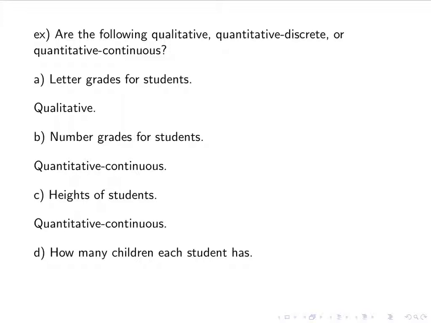And then D, how many children each student has. This is counting something, so it is quantitative. And because it's counting, because it's whole numbers, you can't have half of a child. You can't have 0.3 of a child. It is discrete. You can only take on the whole numbers, 0, 1, 2, 3, 4. You can't have things in the middle of them.